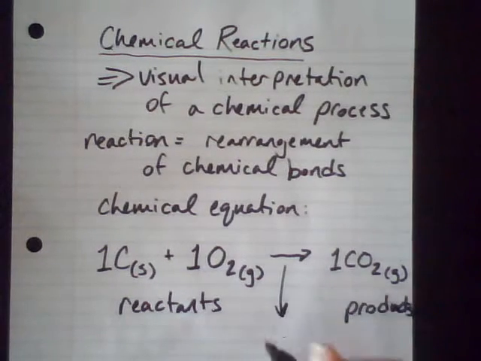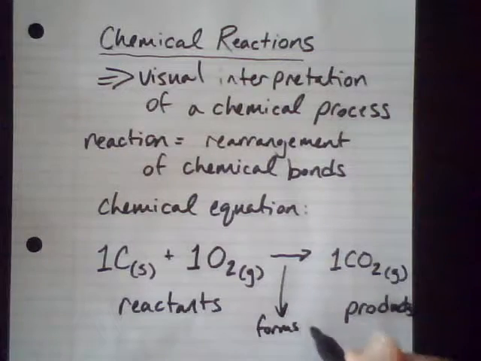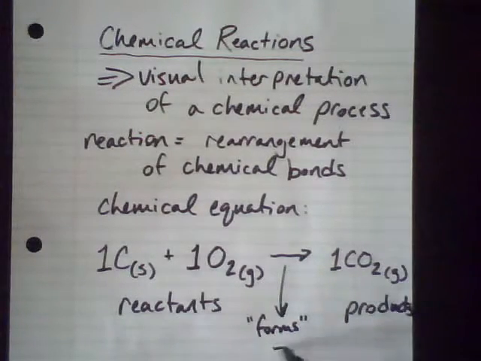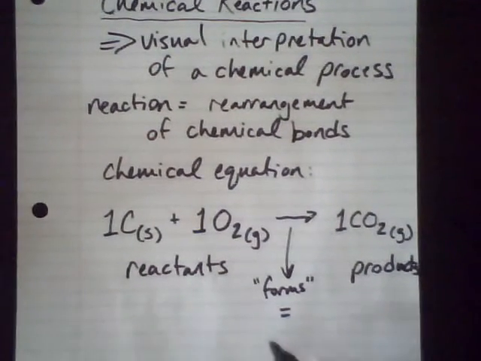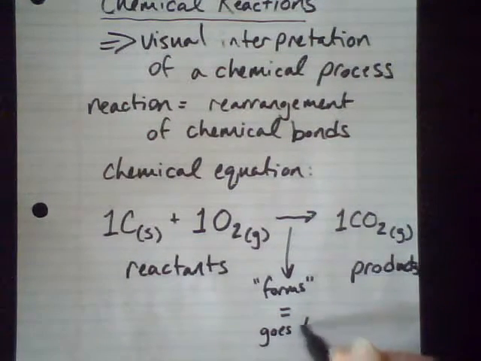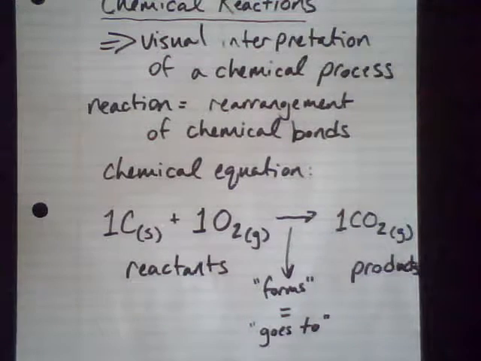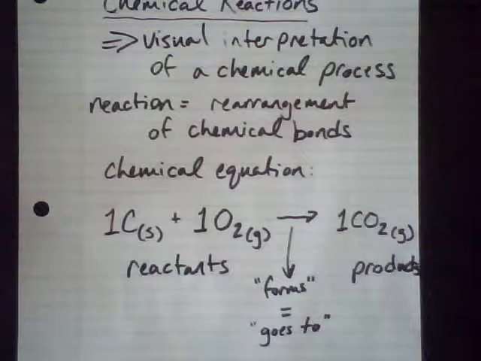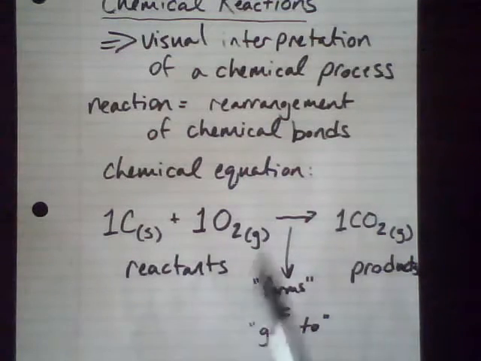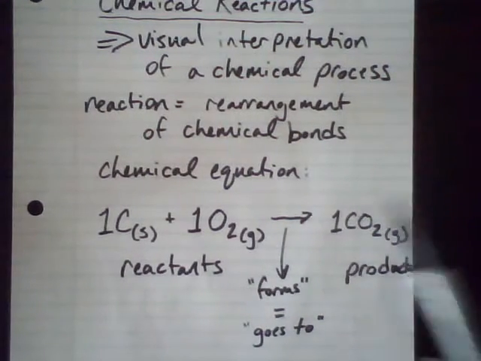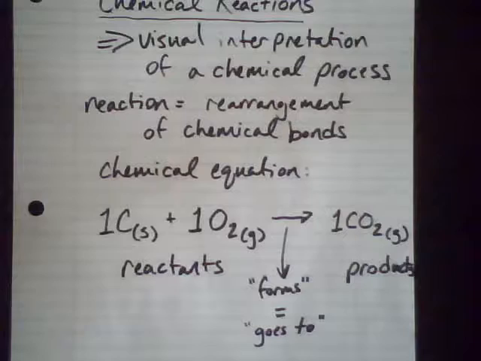So we can think of this as forms or equals, okay? Or goes to is another way that you'll hear it. So reactants go to products, reactants form products, reactants react together and equal products, however you want to think about it, okay? All right, so everything on the left-hand side is called your reactants, everything on the right-hand side is called your products. Now let's look at the different details within these.